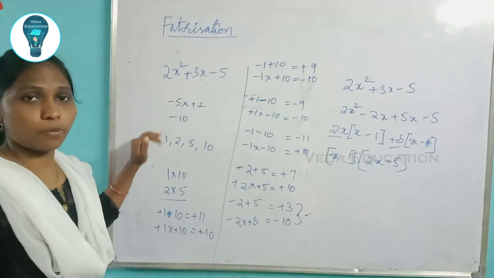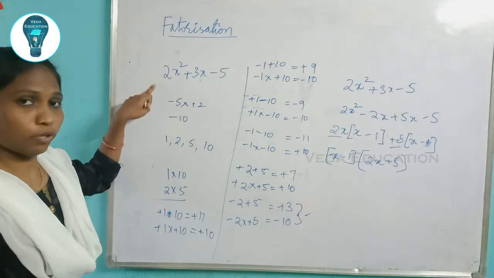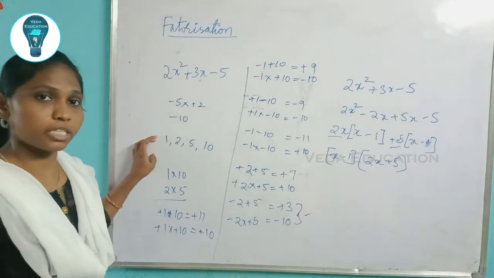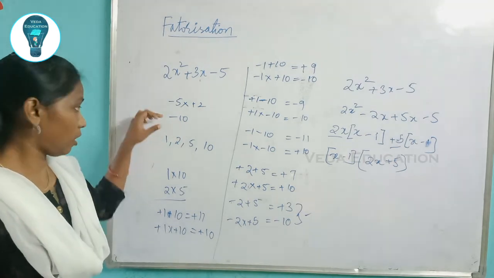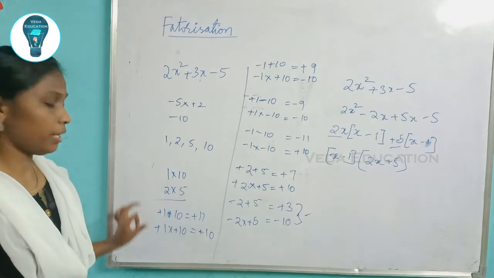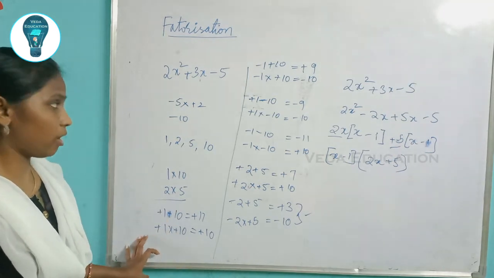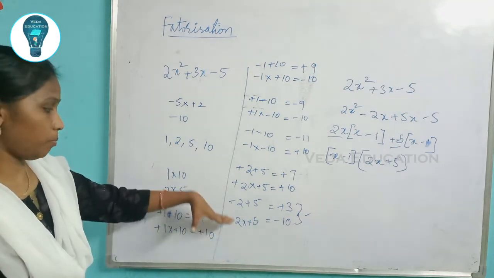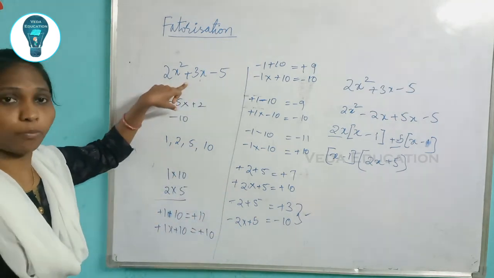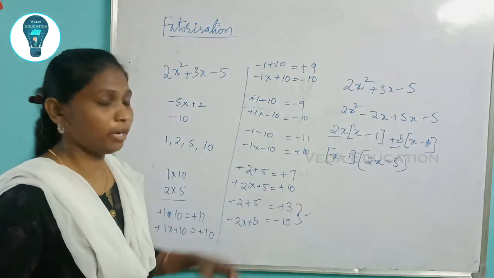Got it everyone? Same process. First step is taking the product of the constant and the x square coefficient. After getting the product, we write the possible factors of whatever product we got. After that, possible pairs. Then we apply plus and minus signs to these possible pairs. Whatever possible pair satisfies the given polynomial, we consider that and we split it. After that we get its factors.